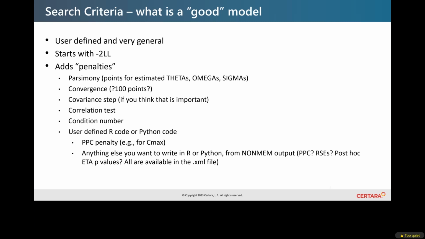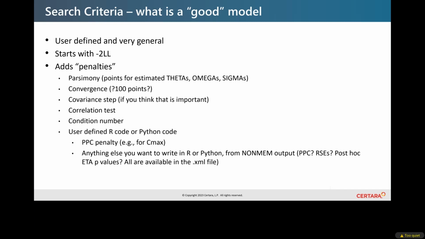We generally like models that converge, and so you can add a penalty if the model fails to converge. There's some debate about whether a covariance step is an indication of a good model or not. So you can include a penalty if it fails to do a covariance step, a correlation step, and a condition number. And then finally, you can include user-defined R code, where it will run some R or Python code after every model and calculate some additional penalties. That can be either things pulled from the NONMEM output, relative standard errors, post-hoc p values, or you can run a simulation and do a posterior predictive check or anything else that you want to do.